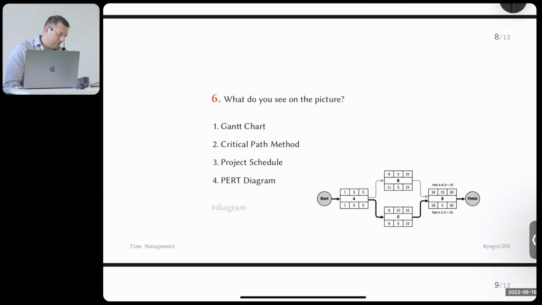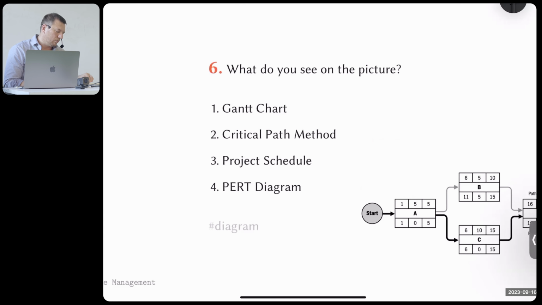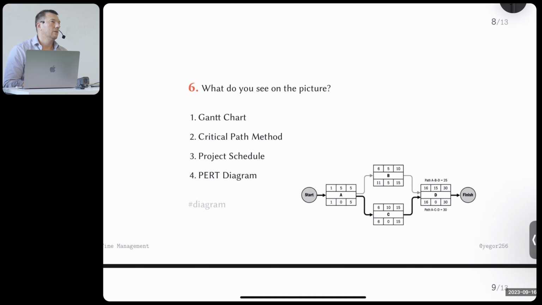What do you see on the picture? Who gave the right answer? Who knows the right answer? Option 4. No, the right answer is 2. Yeah, it's called critical path method.